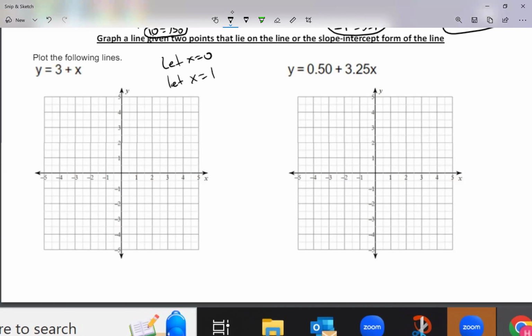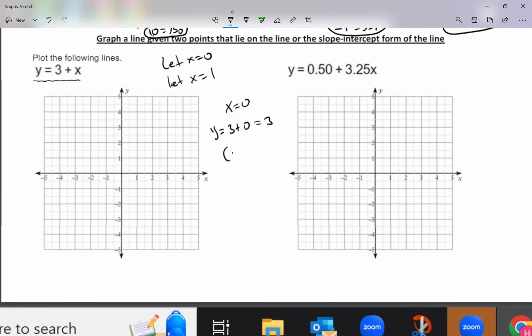Again, I'm not afraid of fractions. I'm not afraid of decimals. So for my first point, I said we're going to let x equal 0. So x is equal to 0. I'm going to rewrite my equation. Y is equal to 3 plus x. But instead of x, I'm going to write 0. So I have that y is equal to 3 plus 0. But isn't 3 plus 0, 3? So I have my value of x. I came out with the value of y. So that gives me the point 0, 3. X equals 0, y equals 3. That gives me a point. I can easily plot that point right there.